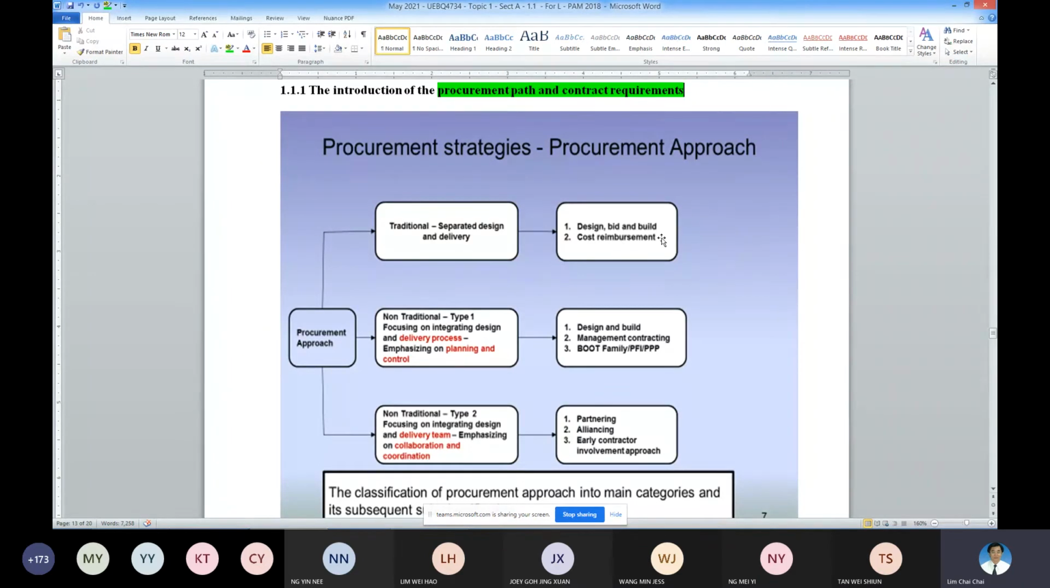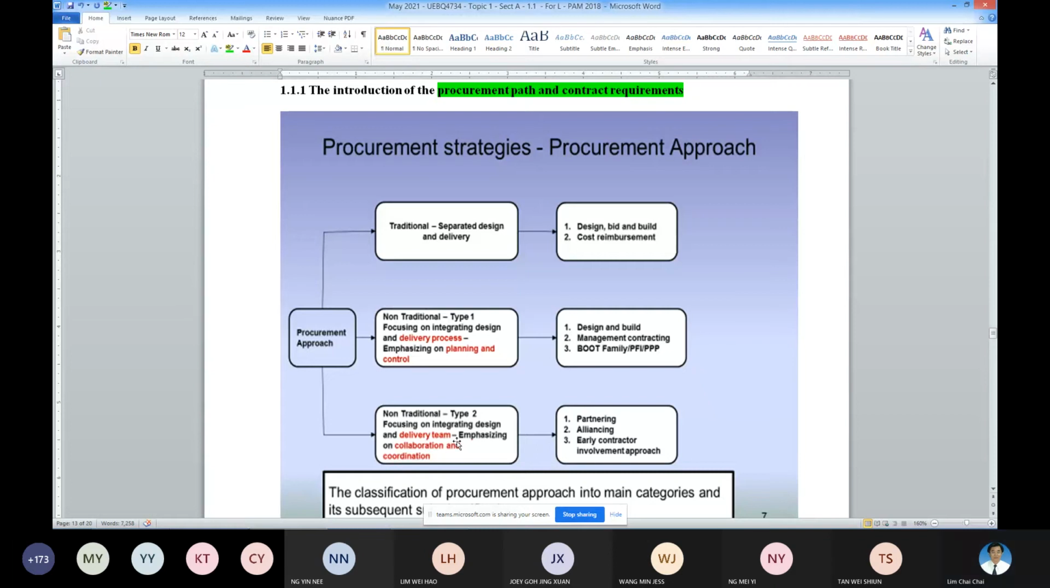Okay, so the next one is the non-traditional category. I classify here as type 1 and type 2. Type 1 is focusing on delivery process, planning, and control. This is under design and build, management contracting, or the so-called innovative contracting. We call them PFI, PPP, or the BOOT family of arrangements.